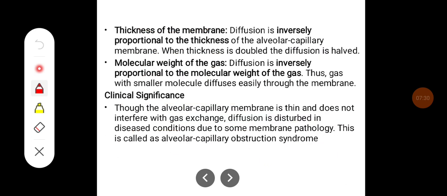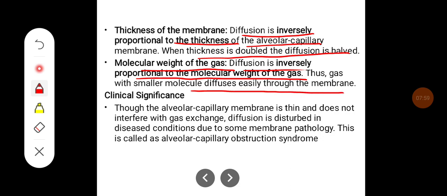Diffusion is inversely proportional to the thickness of the membrane. When the thickness of the alveolar capillary membrane is doubled, the diffusion is halved. That is, when thickness increases 2 times, the diffusion is reduced to half. The molecular weight of the gas: the diffusion is inversely proportional to the molecular weight of the gas. Thus, a gas with a smaller molecule diffuses easily through the membrane.